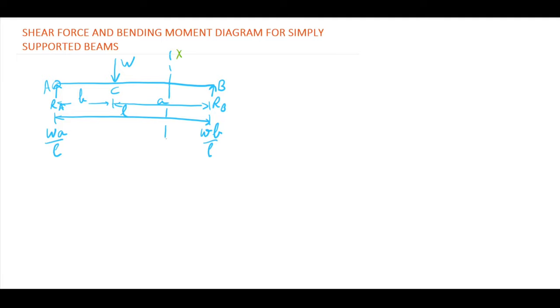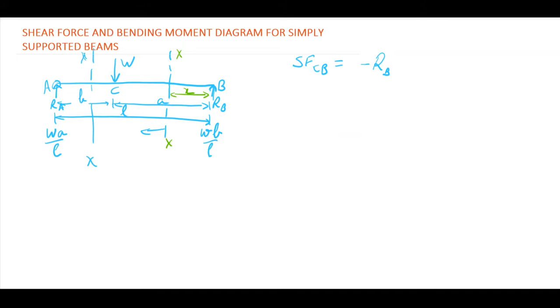axis XX at distance X from point B. So I am considering right side. So shear force on section XX, that is between C and B, will be given by minus RB. Now it is minus because the force is acting upwards. So when we have the shear force upward on the right side of the section, then the shear force is considered negative.